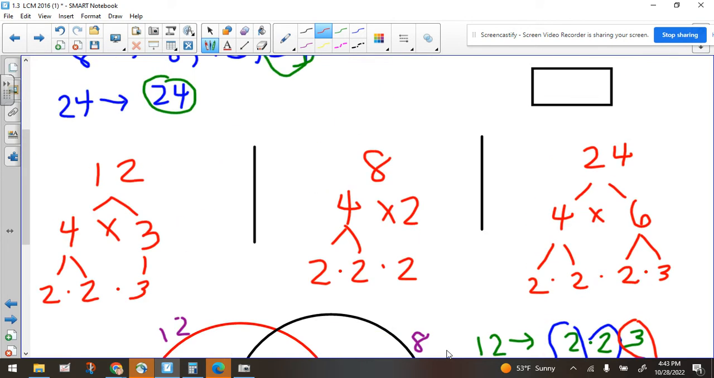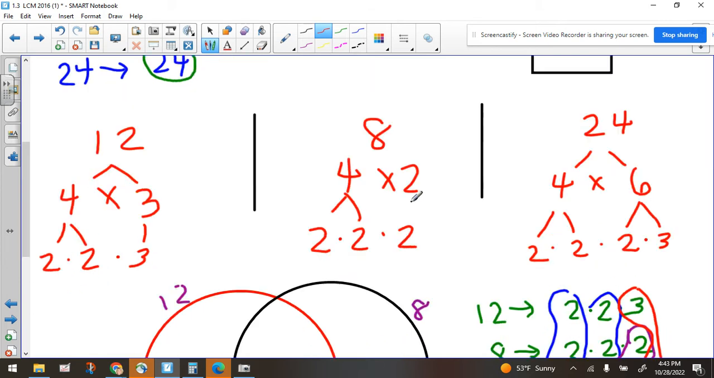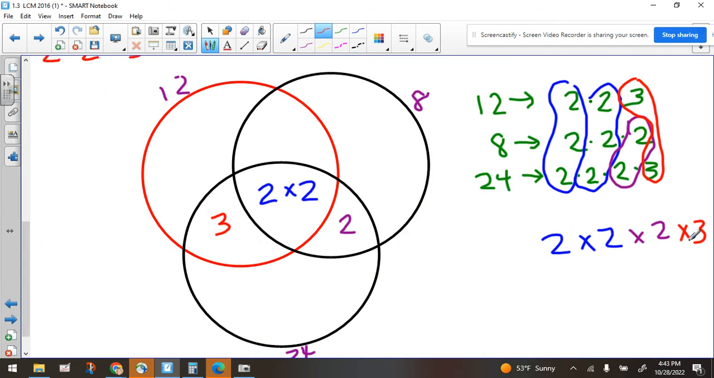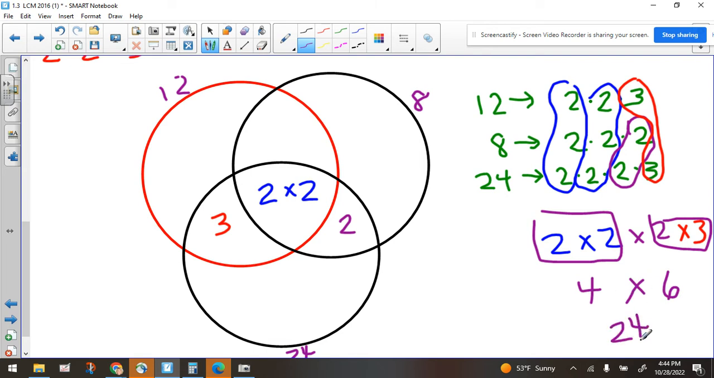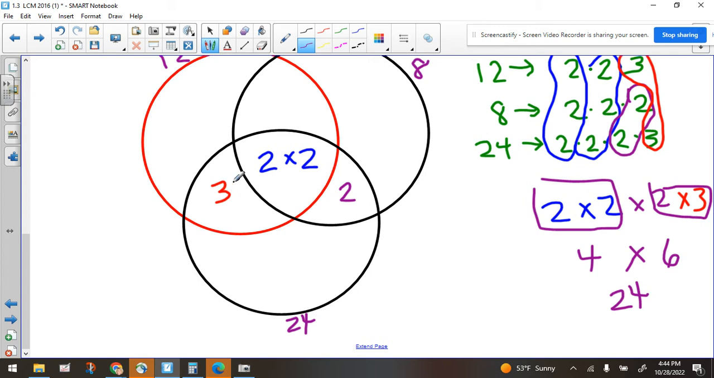Now, we already know that the answer is 24. But if I multiply all the numbers that I have written right here, 2 times 2 would be 4. And 2 times 3 would equal 6. And if I do 4 times 6, I get 24. I could also just multiply all the numbers that I have in my Venn diagram, and I'm still going to get 24. But do you see how it's a little tricky to place them correctly in the triple Venn diagram? So that's why I like this strategy better.